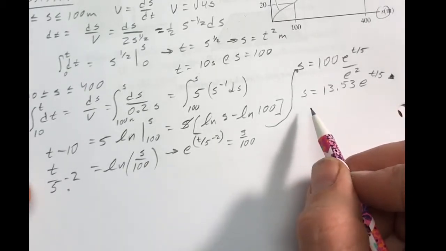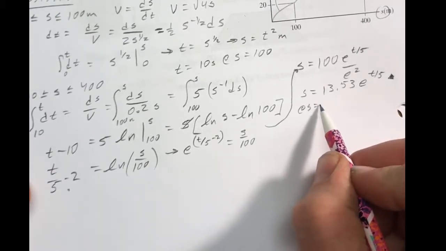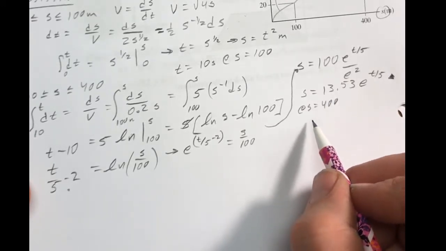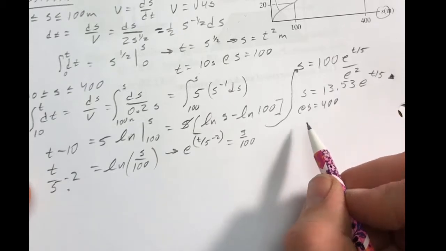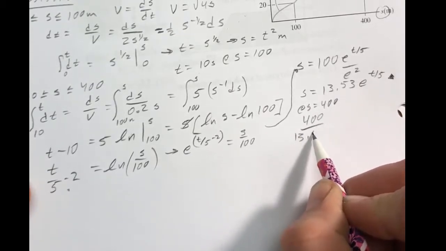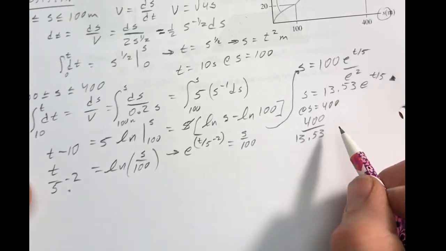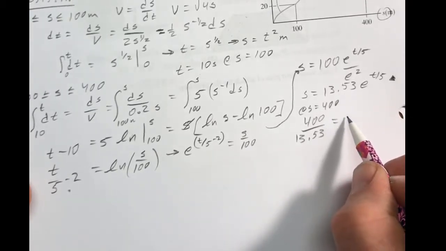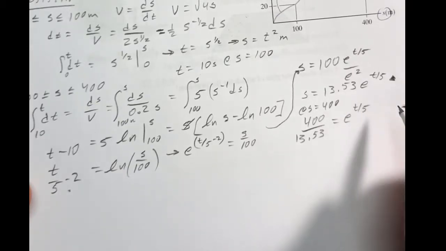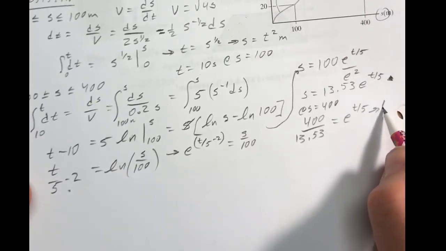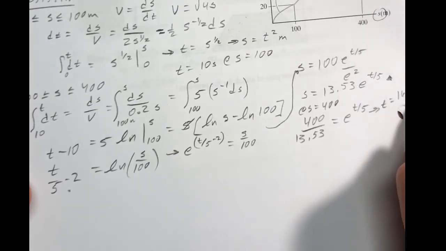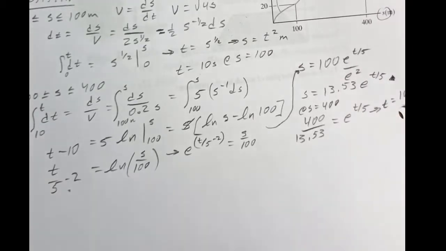And now we can evaluate at s equals 400. Where are we? Well, we've got 400. We can take 400 divided by 13.53. That equals e to the t over 5. We solve that. We find out t equals 16.93. Woo!